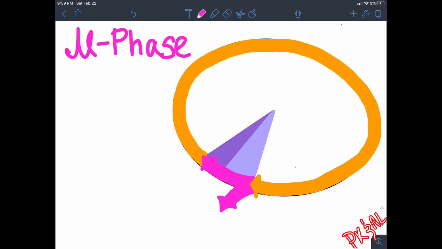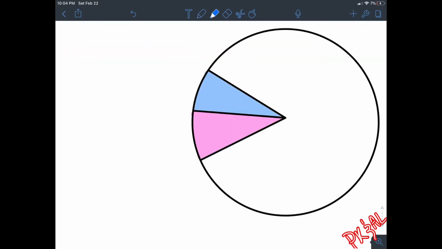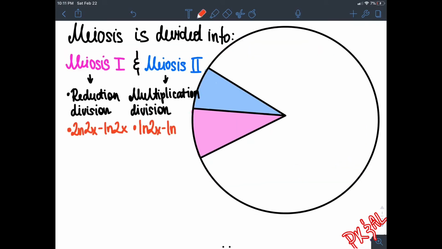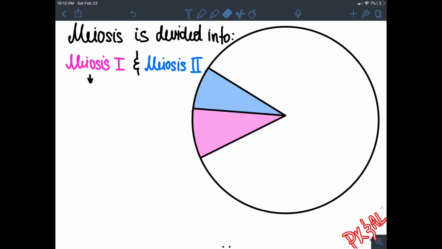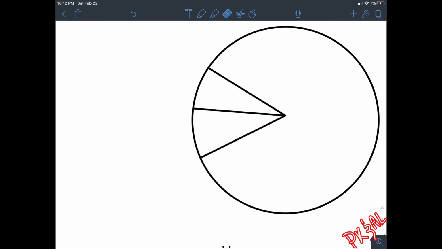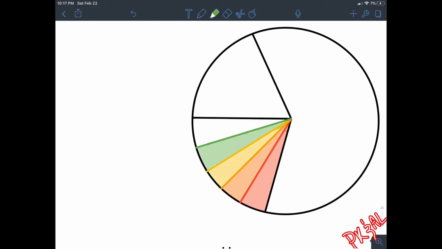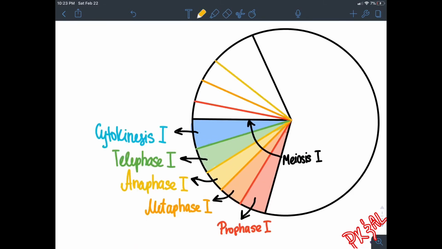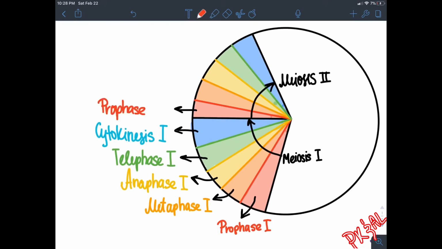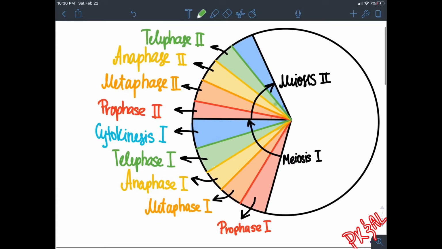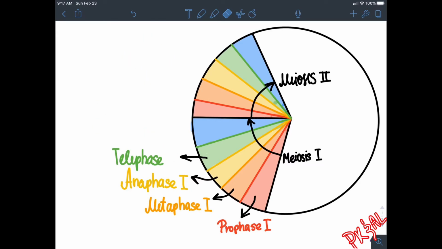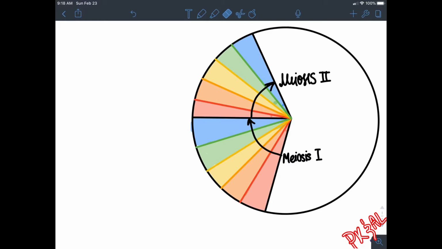M phase is meiosis. It is the shortest phase of the cell cycle and is where cell division occurs. Meiosis is divided into meiosis 1 and meiosis 2. Meiosis 1 is reduction division, and meiosis 2 is multiplication division. Meiosis 1 goes from 2N, 2X to 1N, 2X. Meiosis 2 goes from 1N, 2X to 1N, 1X. The stages of meiosis 1 are prophase 1, metaphase 1, anaphase 1, telophase 1, and cytokinesis 1. The stages of meiosis 2 are prophase 2, metaphase 2, anaphase 2, telophase 2, and cytokinesis 2.